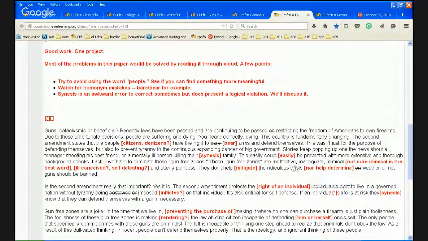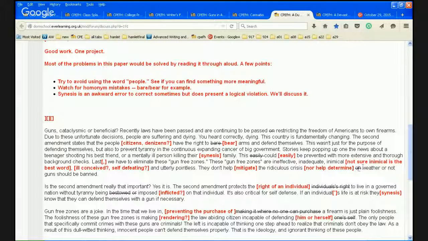Well, what do we mean by help the crisis? Improve the crisis? Yes. Or defend against the crisis. So I suggested here to mitigate the ridiculous crisis. That would be to reduce its severity, if that makes sense. So I think mitigate is a little better.